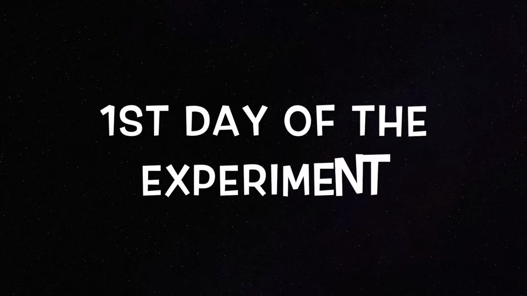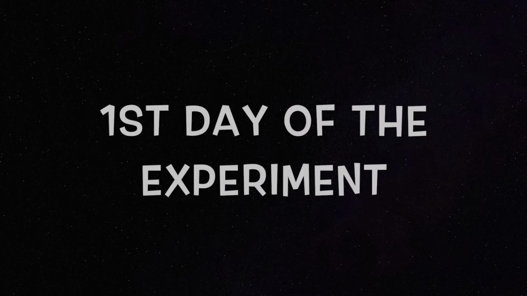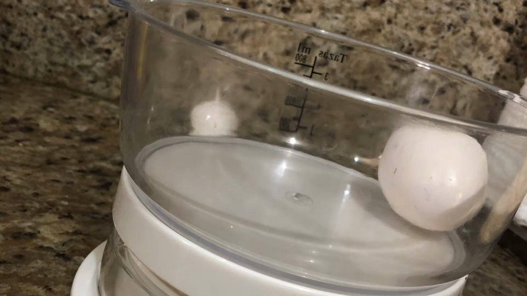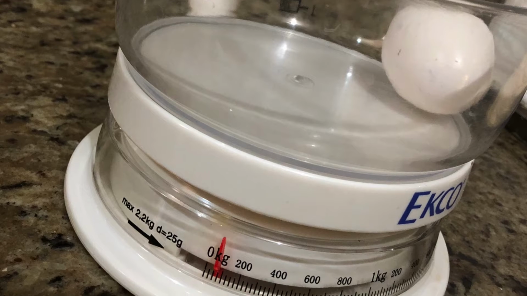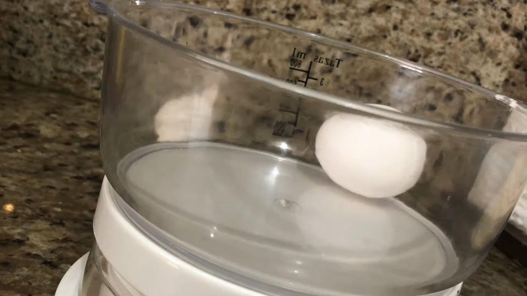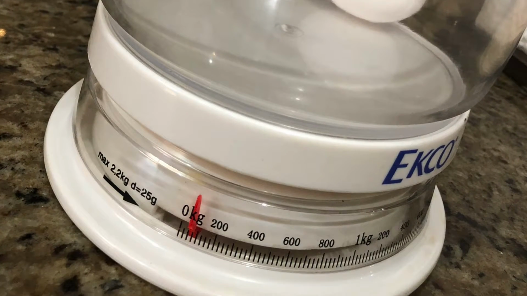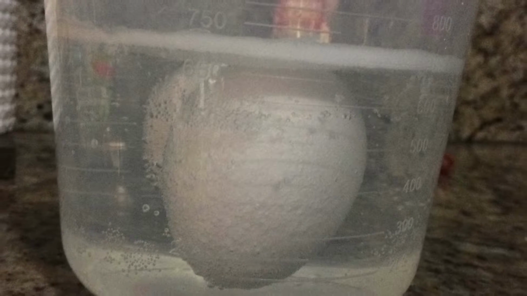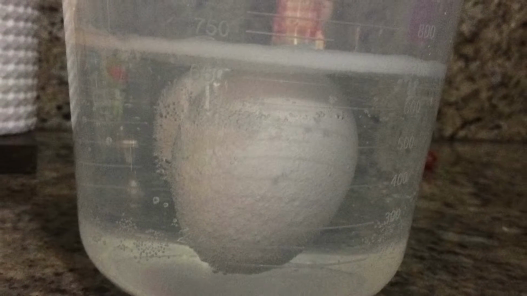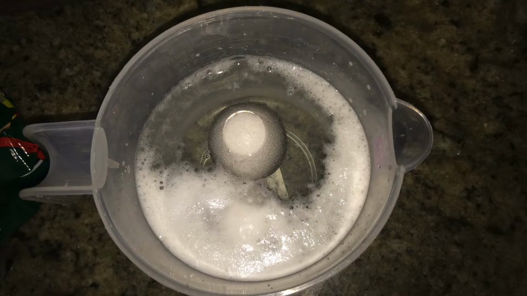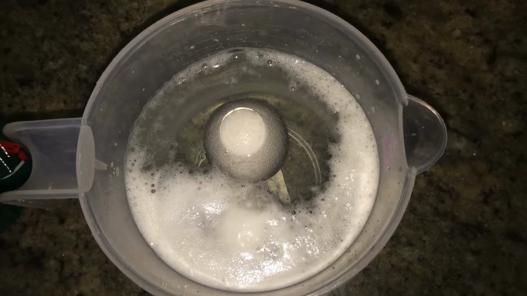The procedure. First day of the experiment. The first thing we did was to weigh both of the eggs. Then we placed both of them in a big bottle and filled it with vinegar, which is the acetic acid.